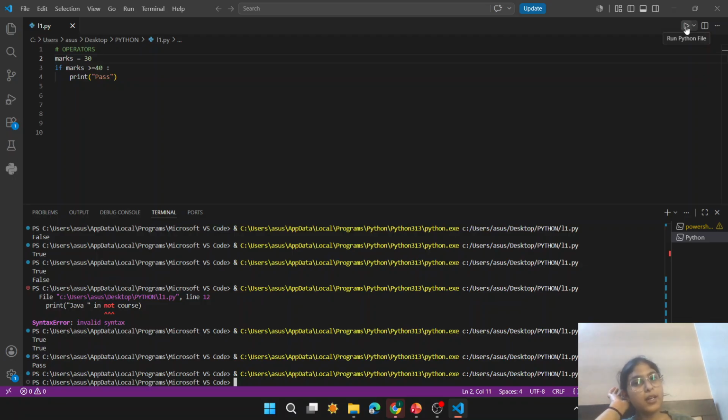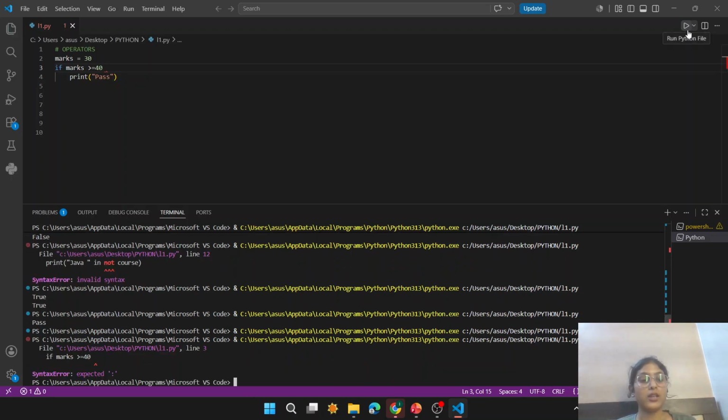Similarly, we can check our age for eligibility to vote or not. These are some basic ideas of how to use an if statement. Students often write it like that and forget the colon. Then it will definitely throw an error. The condition should end with a colon.